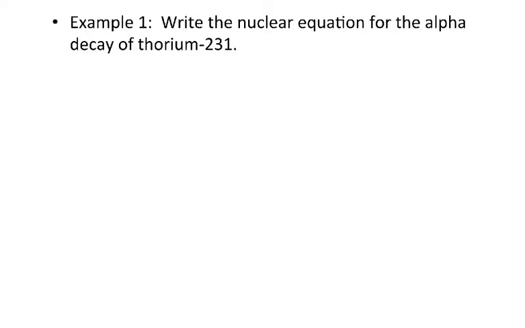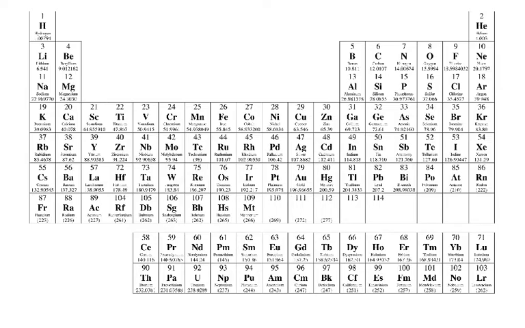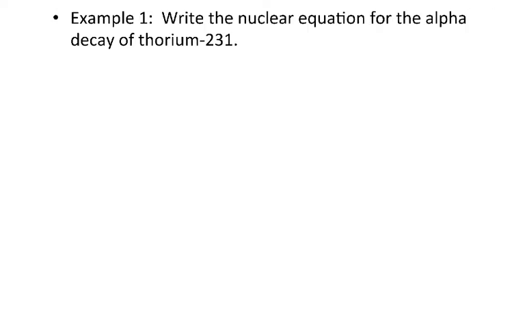Okay, so in our first example, we want to write the nuclear equation for the alpha decay of thorium-231. One of the first things that we need to do is go to our periodic table and see what the atomic number is for thorium. They give us the mass number, which is 231, and I find thorium down here, so the atomic number is 90. So I can write the nuclear symbol for thorium with 90, and the particular isotope we're dealing with is 231.